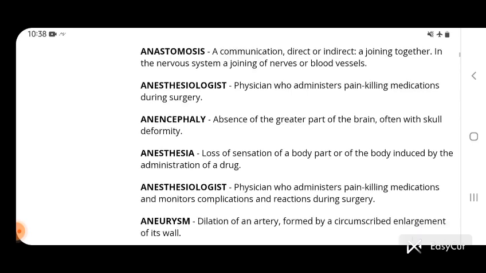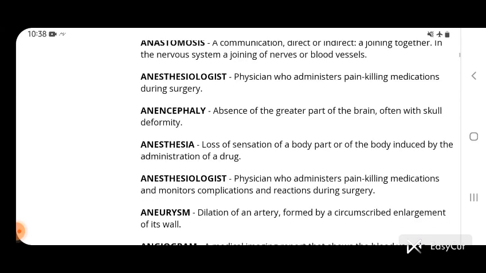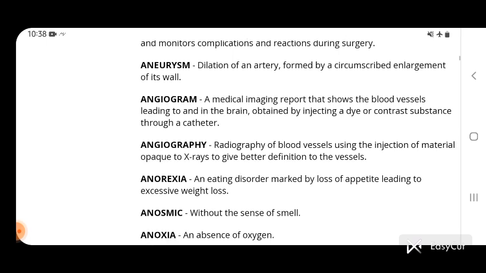Next is anesthesiologist, which I already discussed: a physician who administers the anesthesia and monitors the complications and reactions during surgery. Next is aneurysm. Aneurysm is dilatation of an artery that is formed by a circumscribed enlargement of its walls. There are different types of aneurysm, true aneurysm and false aneurysm, which are also defined according to the structure.